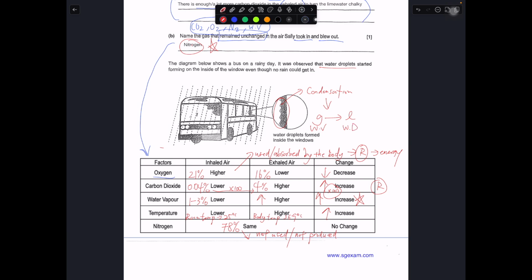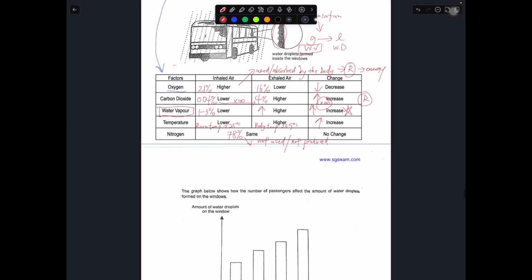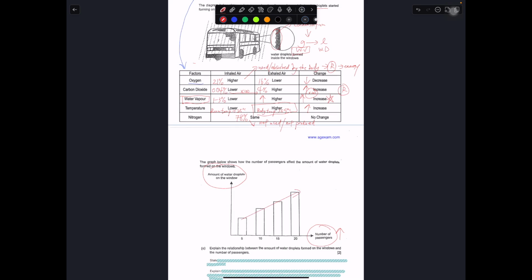Actually, this question is linked to the air or respiratory system. Water vapor is related to this part. You can see that exhaled air has a lot more water vapor, and it's way warmer also. So the graph shows how the number of passengers affects the amount of water droplets formed on the window. You can see that as the passengers increase, the amount of water droplets increases. That is the first relationship that you can make.